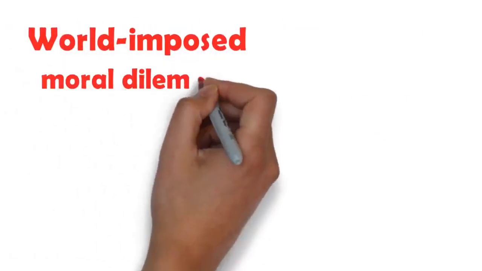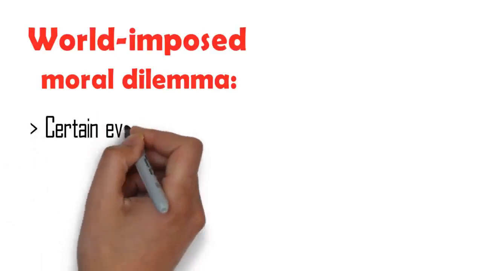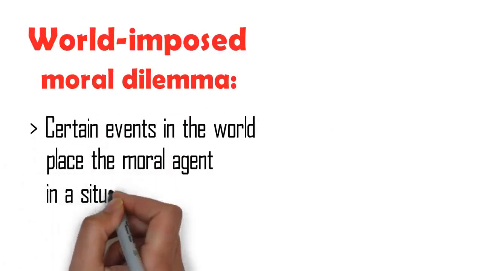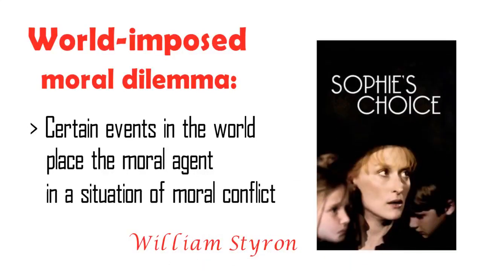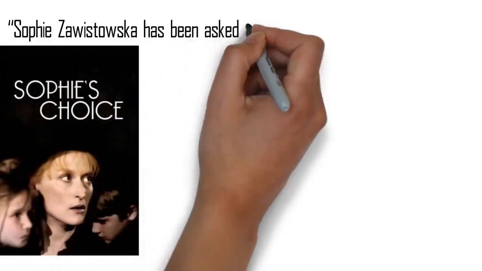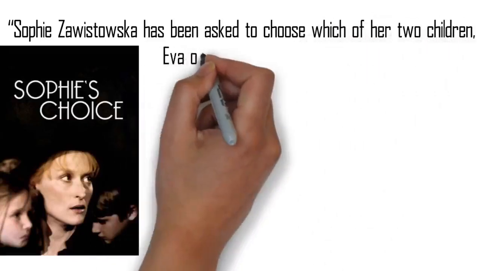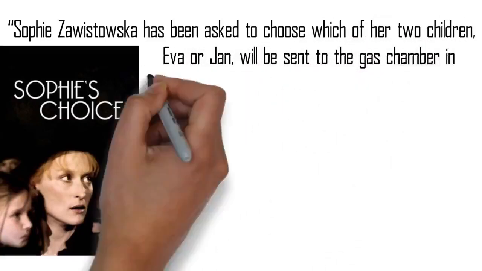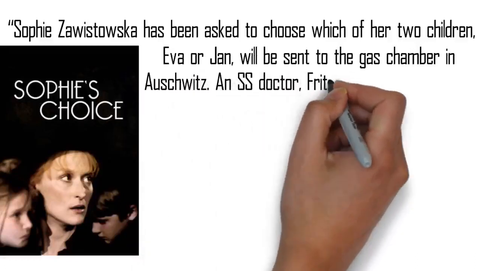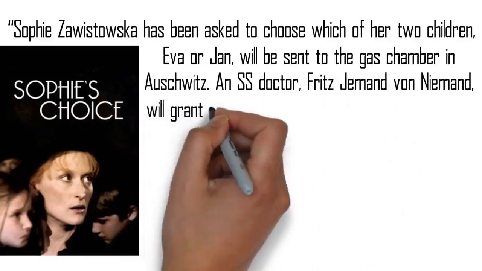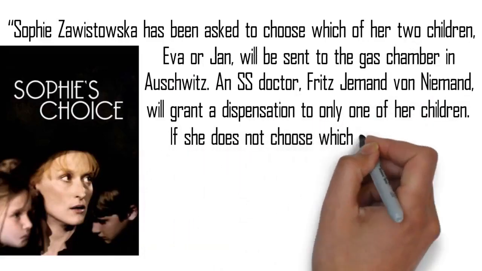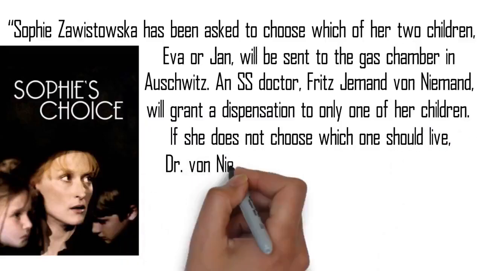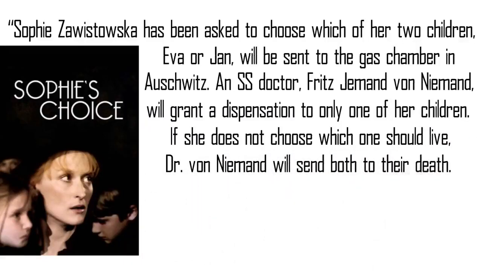A world-imposed moral dilemma, on the other hand, means that certain events in the world place the agent in a situation of moral conflict. William Styron's famous Sophie's Choice is a classic example. Sophie Zawistowska has been asked to choose which of her 2 children, Eva or Jan, will be sent to the gas chamber in Auschwitz. An SS doctor, Fritz Jemand von Niemand, will grant a dispensation to only one of Sophie's children. If she does not choose which one should live, Dr. von Niemand will send both to their death.